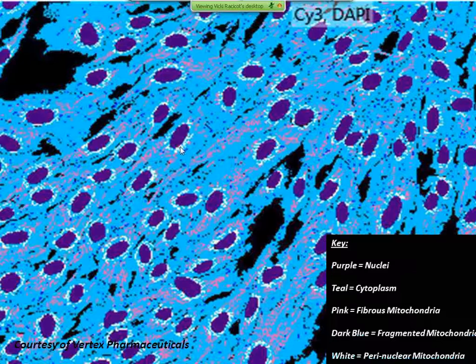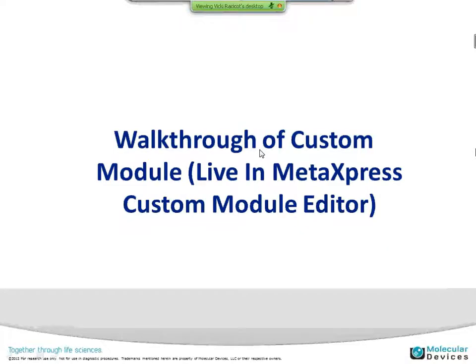So this is just a closer look at the result masks that we're looking to generate. In this particular example, our nuclei are highlighted in purple. The cytoplasm of our cells is in teal. Our fibrous mitochondria are in pink. Our fragmented mitochondria are in blue. And then we've also highlighted the subpopulation of mitochondria, both fragmented and fibrous, that are coincident with a peri-nuclear ring here in the white. So a little bit more complex than what we were working with previously.